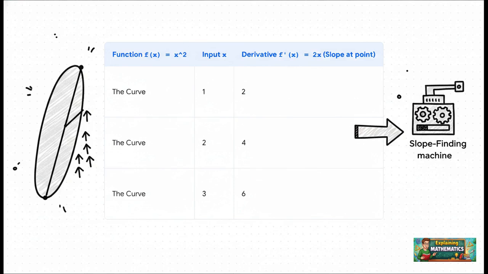You want to know the slope of our curve at the point where x equals 1? Just plug 1 into the derivative. 2 times 1 is 2. The slope is 2. What about where x equals 3? Plug it in. 2 times 3 is 6. The curve is getting steeper, and our derivative tells us exactly how steep instantly.